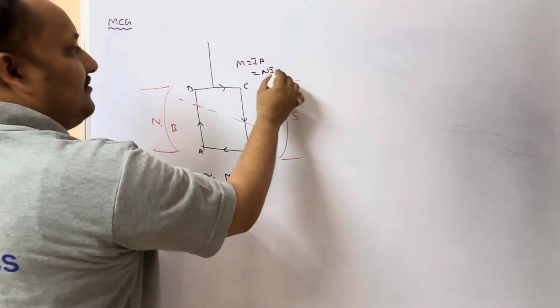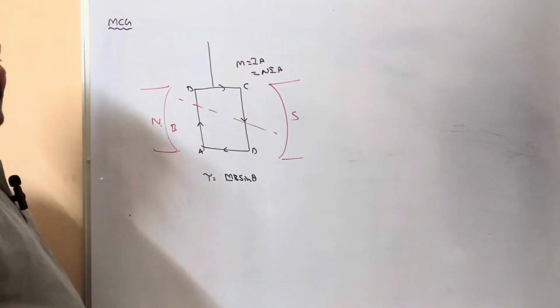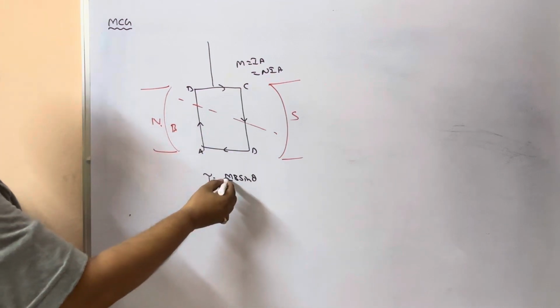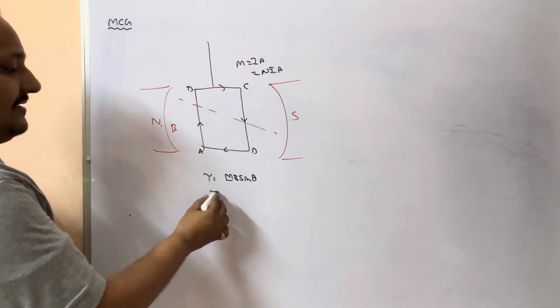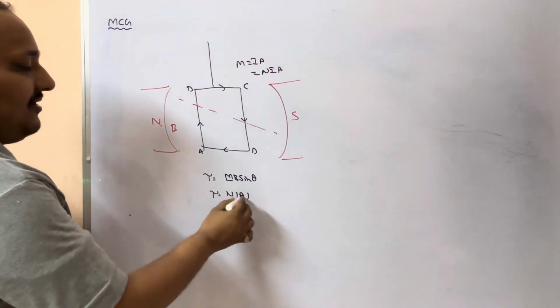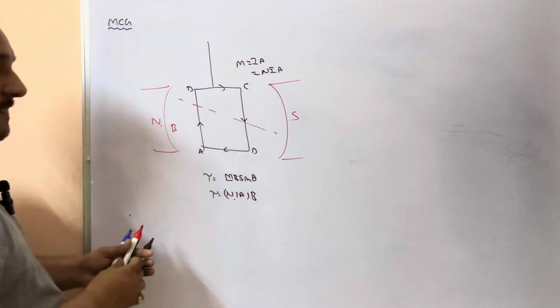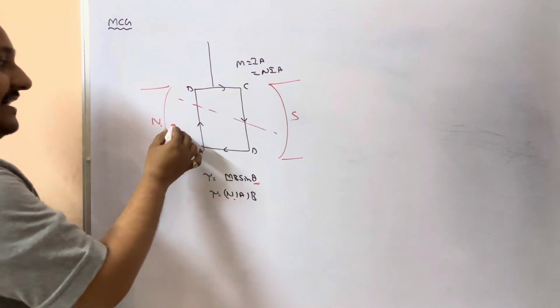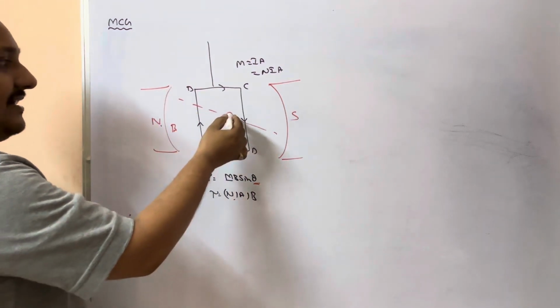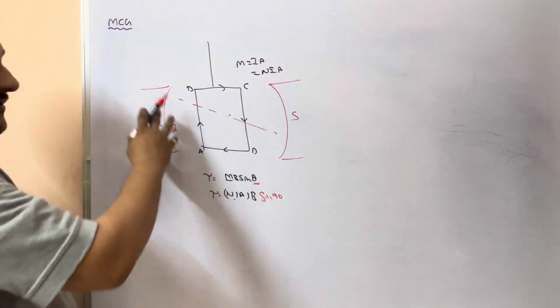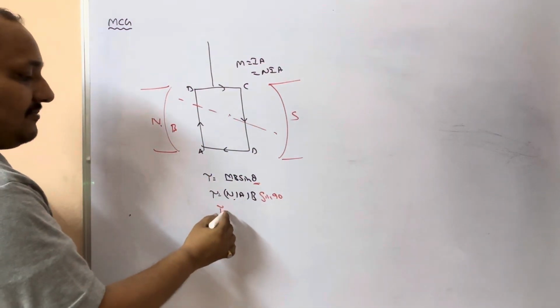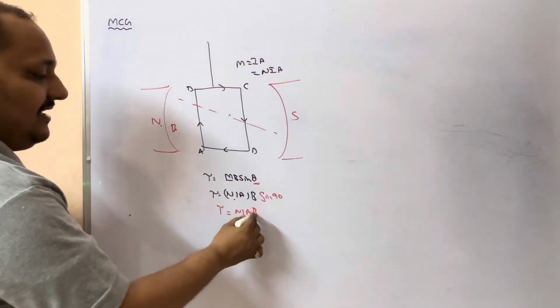For n loops, we are going to take NIA. So therefore, whether one loop or n number of loops, if it is n number of loops, NIAB sin theta. Always the magnetic field produced by this horseshoe magnet and this magnetic moment direction will be always perpendicular. Therefore, we will use radial magnetic field. So maximum torque is NIAB.